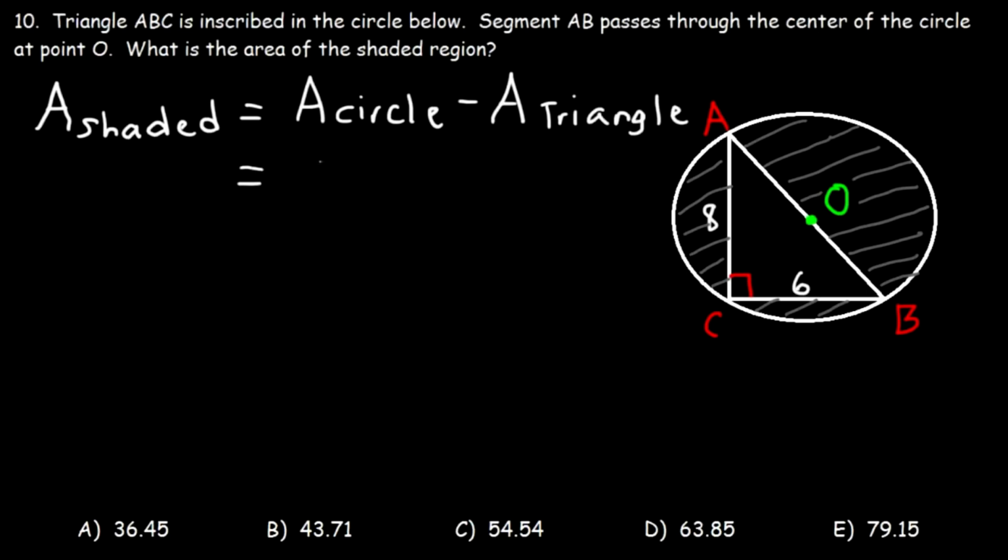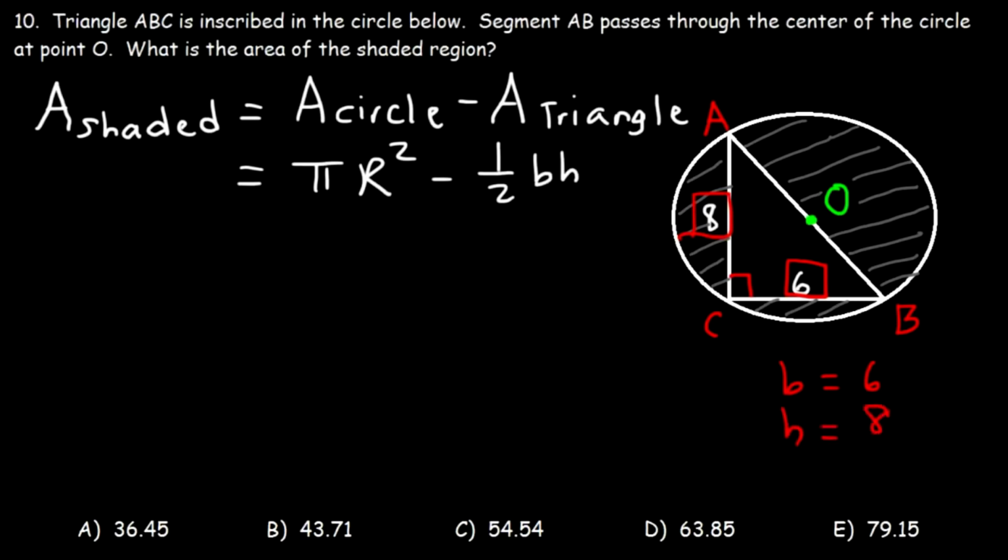The area of a circle is pi r squared. So we got to find the radius of the circle. The area of a triangle is 1/2 base times height. Now we already have the base. The base is equal to 6, and the height of the triangle is 8. So B is 6, H is 8. So we could find the area of the triangle at any time we wish. What we need to do is calculate the radius of the circle. Now you need to be familiar with certain special triangles.